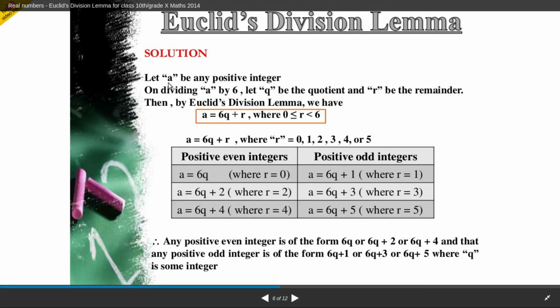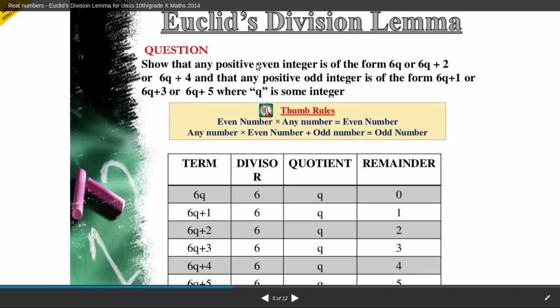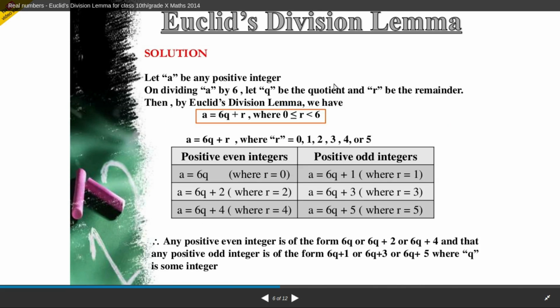Again take a to be any positive integer. On dividing a by 6, because 6 is the divisor given here, q will be the quotient and r will be the remainder. What are the possible values of r? Again 0, 1, 2, 3, 4, 5.